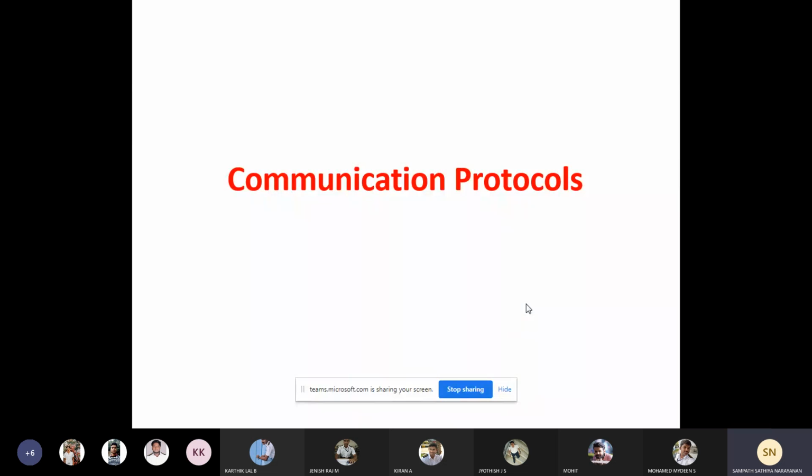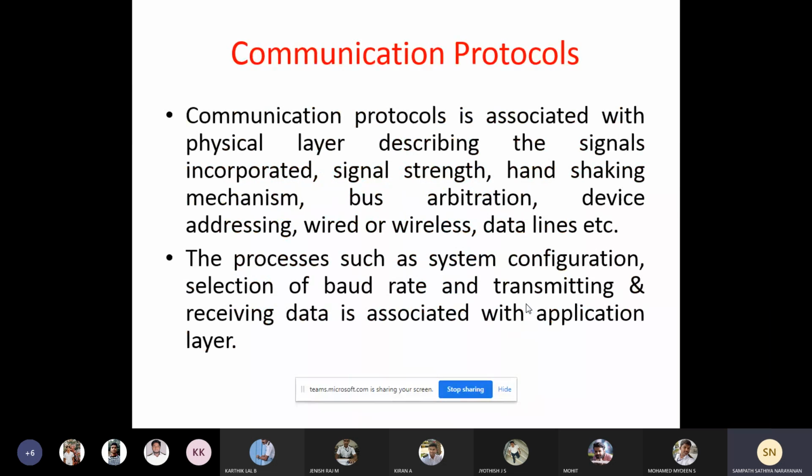Here we are going to discuss some of the basics of embedded system communication protocols. Basically, in embedded system communication protocol, the physical layer, which is the lowermost layer, is associated with signal transmission. The important parameters to be considered for signal transmission are the signal amplitude, the signal strength, and then the signal exchanges between the transmitter and receiver.